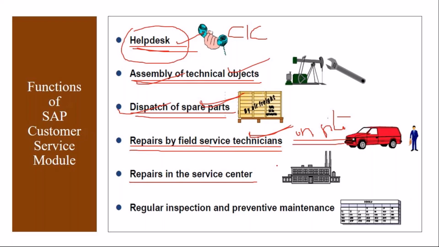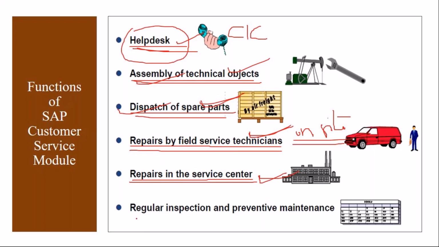Suppose you take the case of a mobile phone. Let's say you have an Apple iPhone. Suddenly the Apple iPhone is having some issue. You call customer care, and they say go to the nearest Apple center, and you give it for repair. That kind of thing comes under repairs in the service center. It is called in-house repair. You ask the customer to return the product, you repair it, and after the repair activity, you return the product back to the customer. In-house repair.